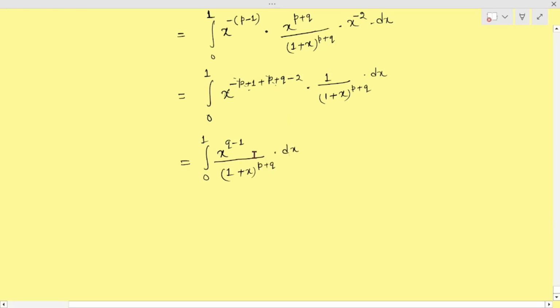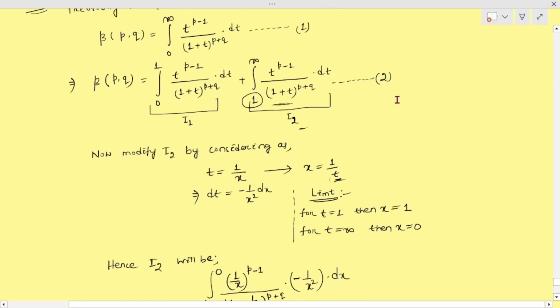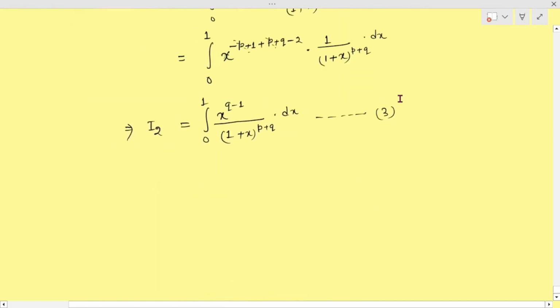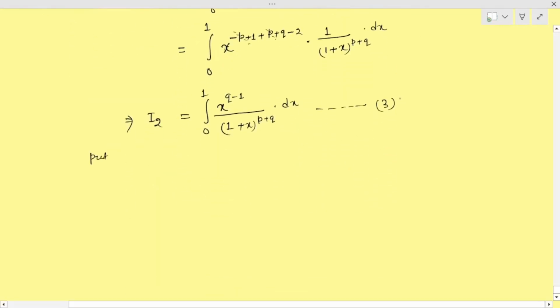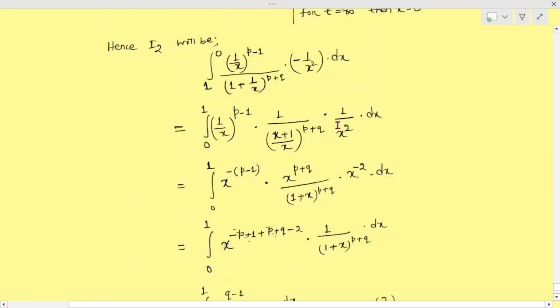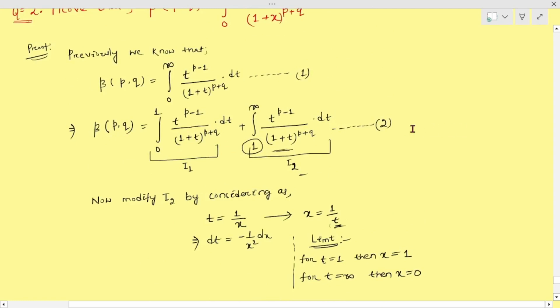So this much value is of I2. So that implies we found I2 equal to this much. Let this be your equation number 3. Now I am going to substitute this I2 value in equation number 2. What do we get here? Equation number 2 was this much. So beta pq, I1, will be written as such.